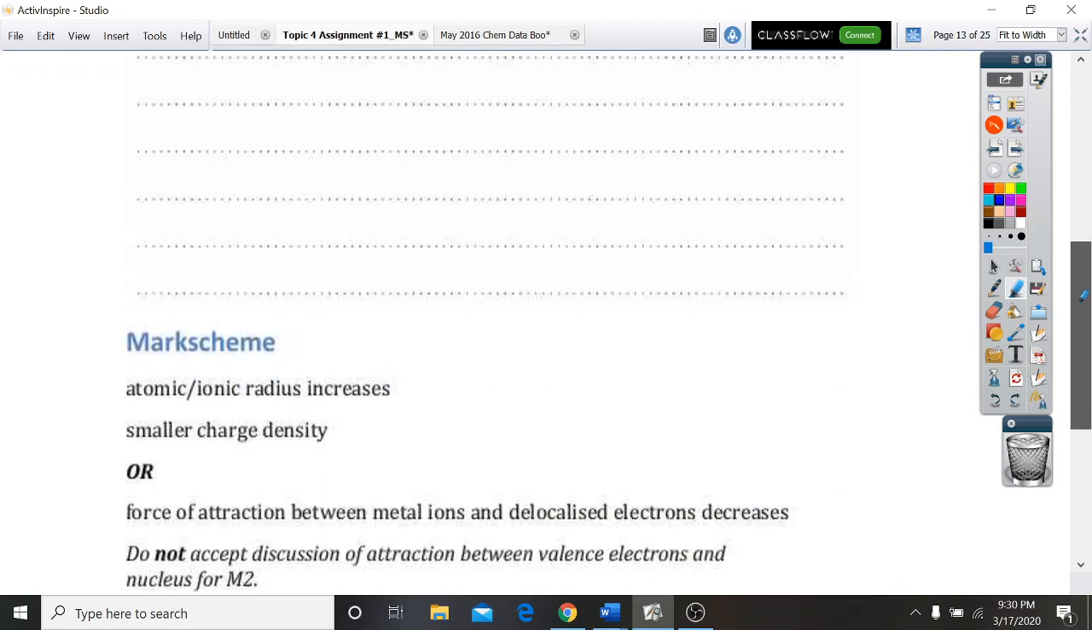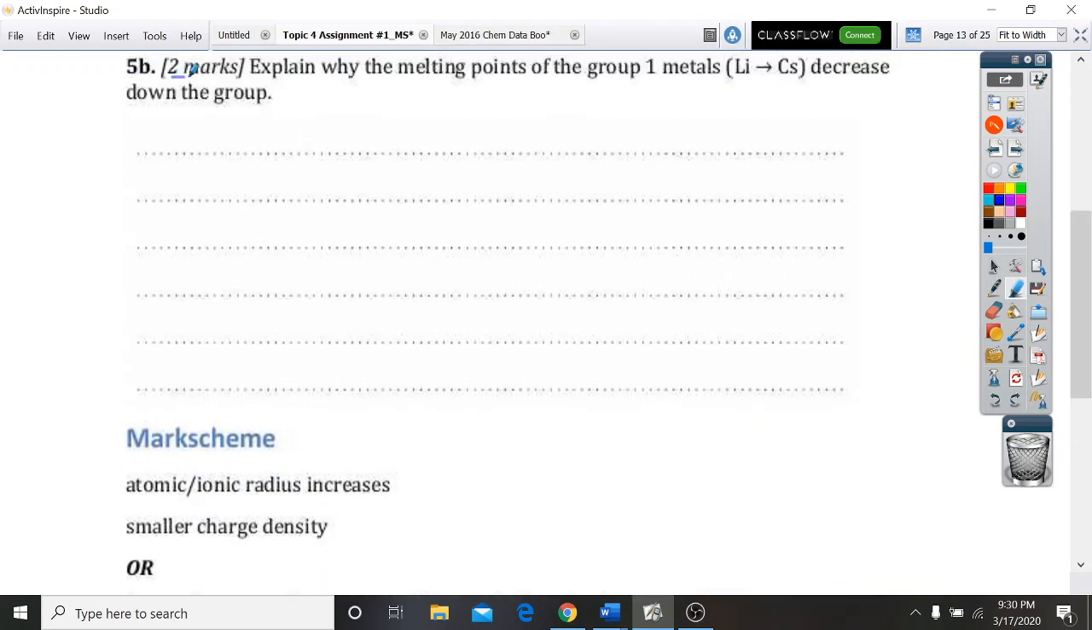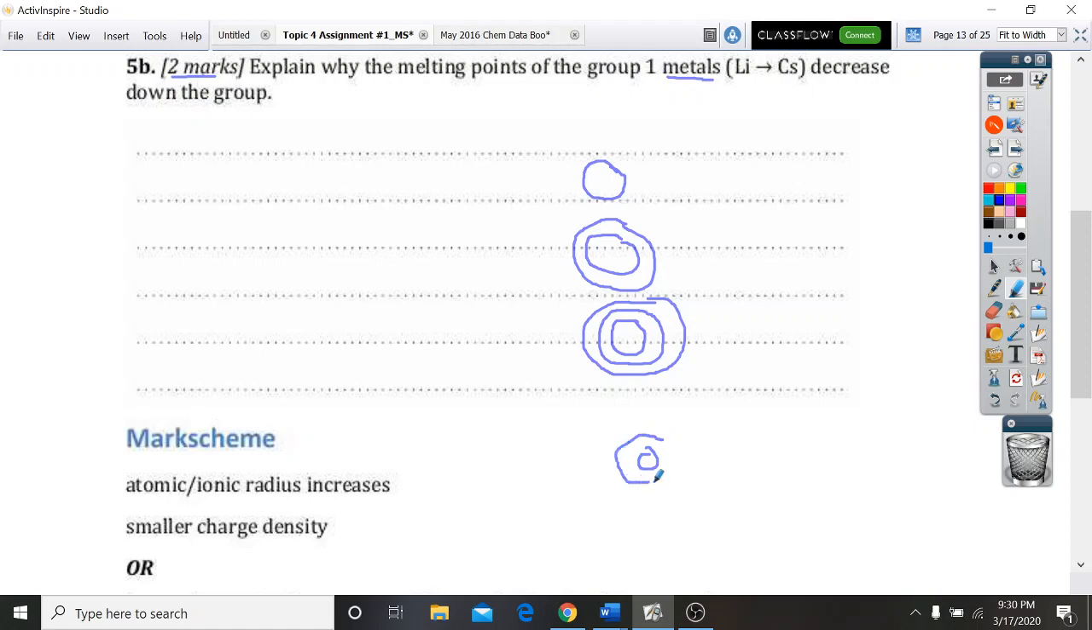Same thing for 5B, 2 marks. Make sure that you're noticing you're talking about metals now. So you're going to want to consider that down a group as the metals get larger in their radius, what happens is there becomes more of a shielding effect, or there's more of a distance between the valence electron that they release in their metallic bonding and the nucleus.